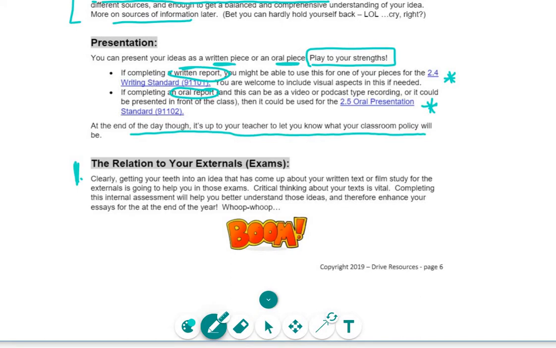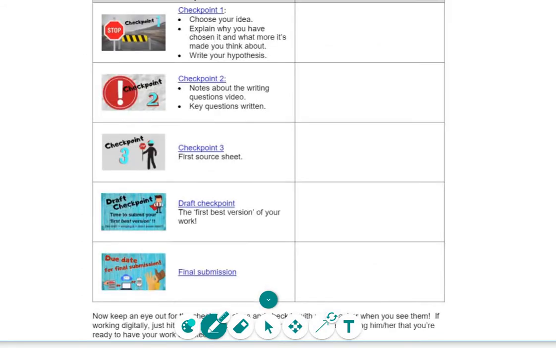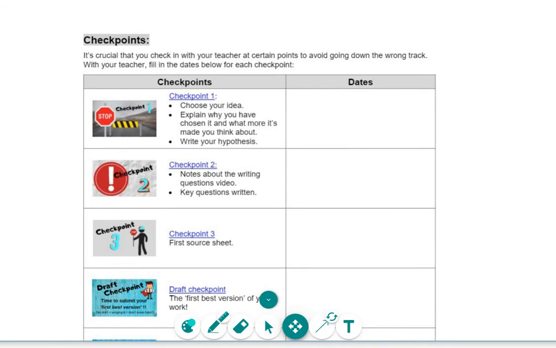Okay, let's move on. Here we are, page 7. We have checkpoints throughout the standard, and if you stick to those checkpoints, you will be fine. It's crucial that you check in with your teacher at certain points to avoid going down the wrong track. The other thing, of course, is that it's going to help you with your time management, which is everything at this level. With your teacher, fill in the dates below for each checkpoint.